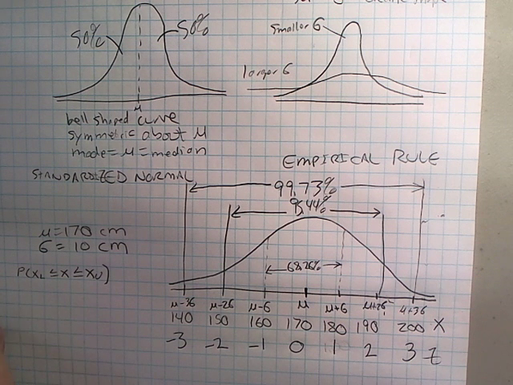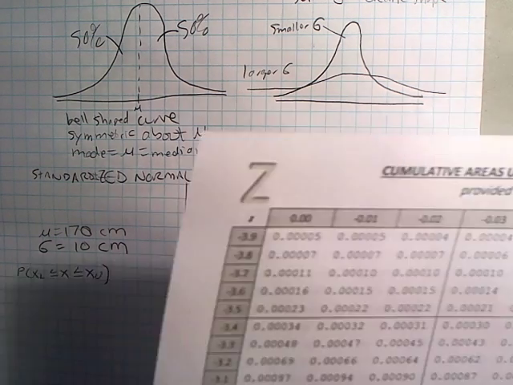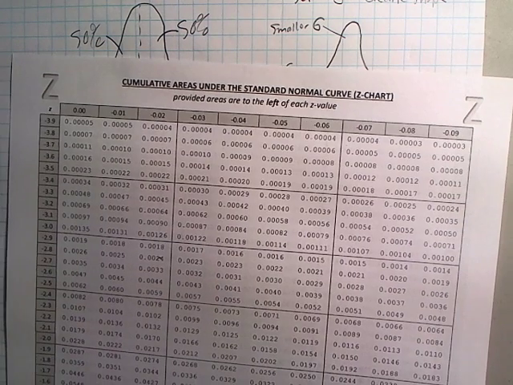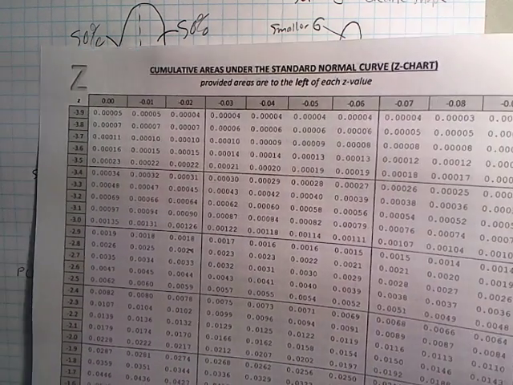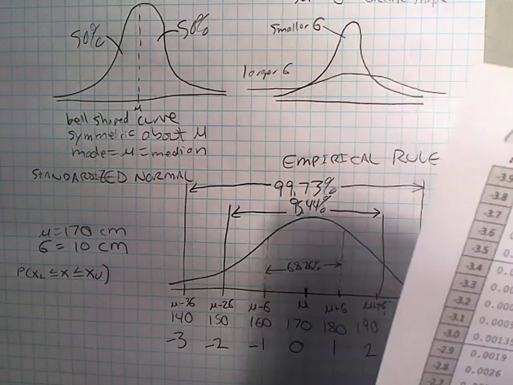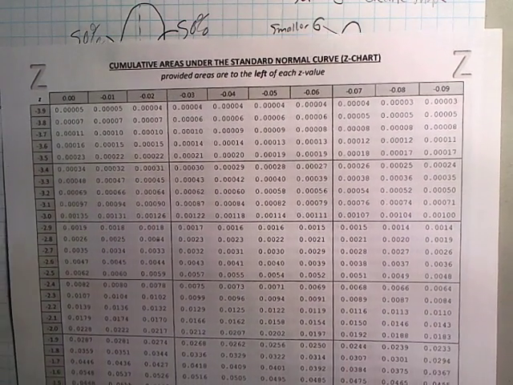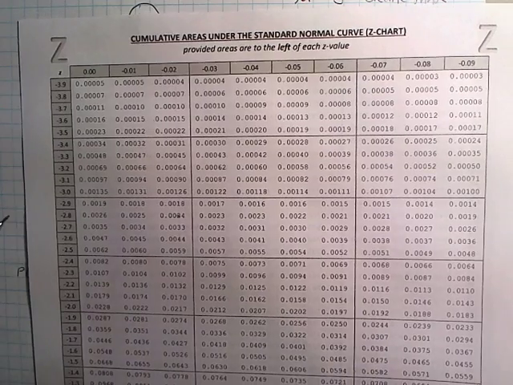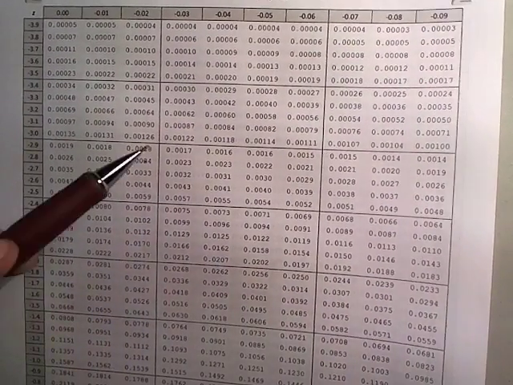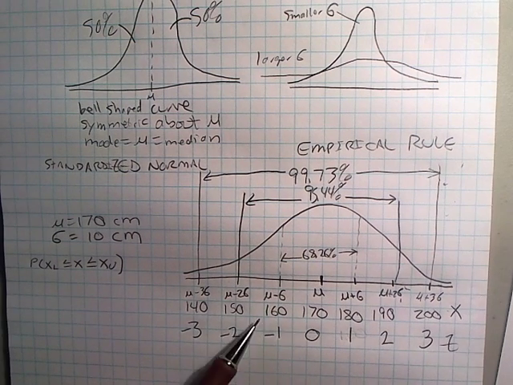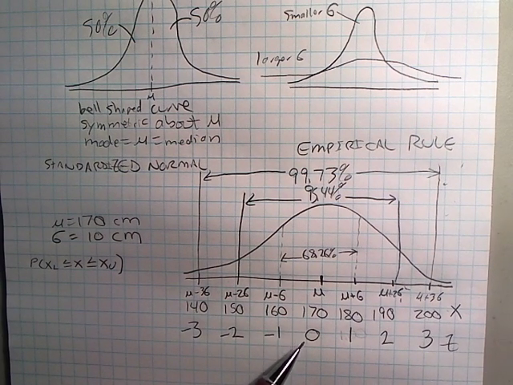Okay, let's take a look briefly at a very important tool that we're going to use, which is the cumulative areas under the standard normal curve, more commonly called the z-chart or the z-table. With this table, you notice that it has two sides to it. Here we're looking at the negative side.